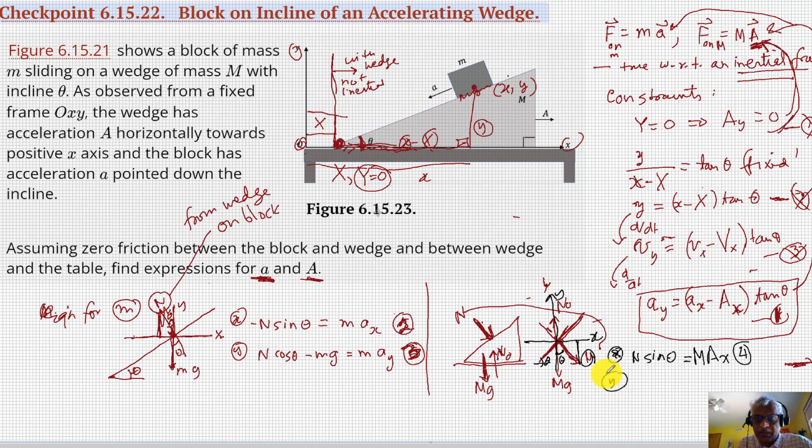And along the y direction I have n0, that's from the table, minus capital Mg, and then this normal from the little block, which is negative n cosine theta, and because ay is 0, this has to be equal to 0. This is 5. So we got these 5 equations, 1, 2, 3, 4, 5, and 5 equations and 5 unknowns.